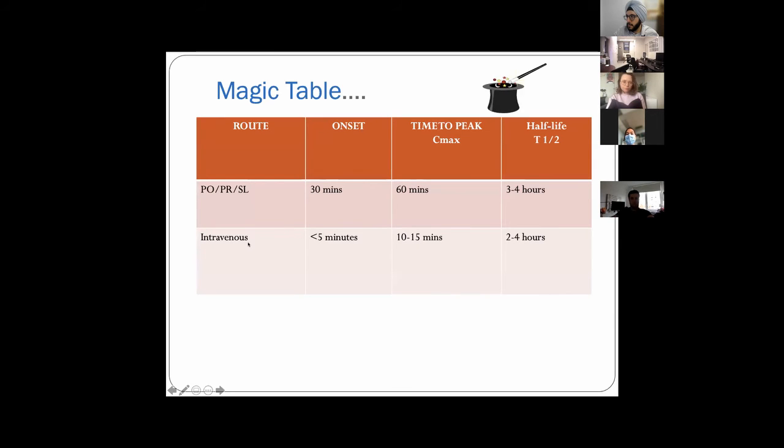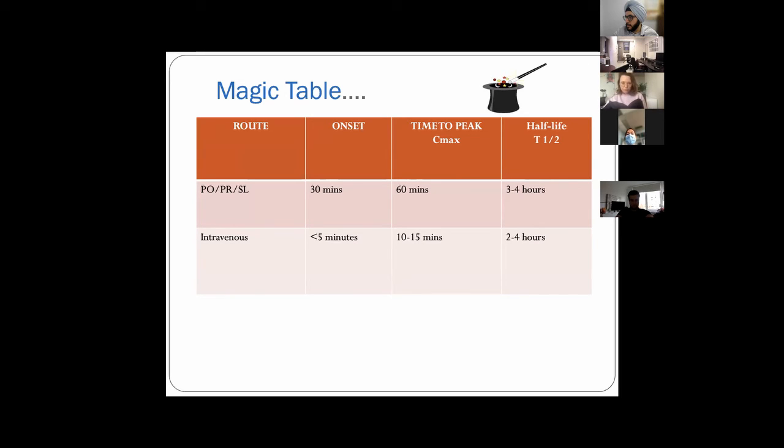Next slide. In general, if there's anything that I wanted you to take away and remember from this talk, this is it. This is the magic table, as I would call it. For opioids that are given by mouth, per rectum, or sublingually, the onset is typically 30 minutes. The time to peak effect is about 60 minutes. And then the half-life is anywhere from 3 to 4 hours.